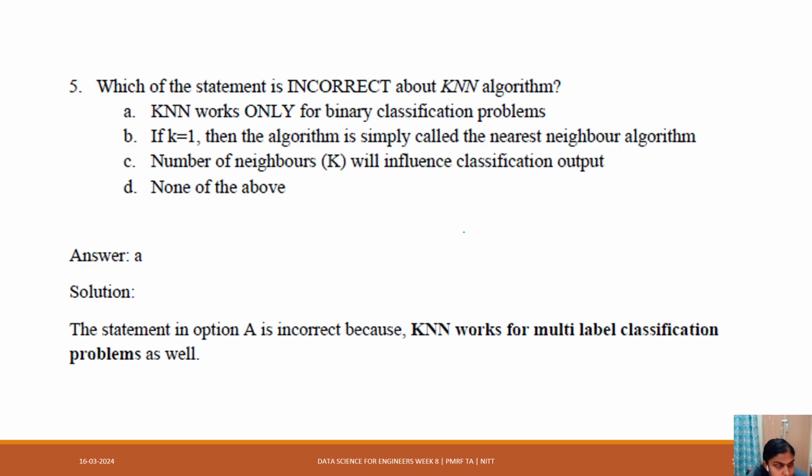I hope there are no doubts. The next question is: which of the statements is incorrect about the KNN algorithm? Right now you can see that I've already given the answer. The incorrect one is that KNN works only for binary classification problems. That is incorrect because KNN works for multi-label classification problems also.